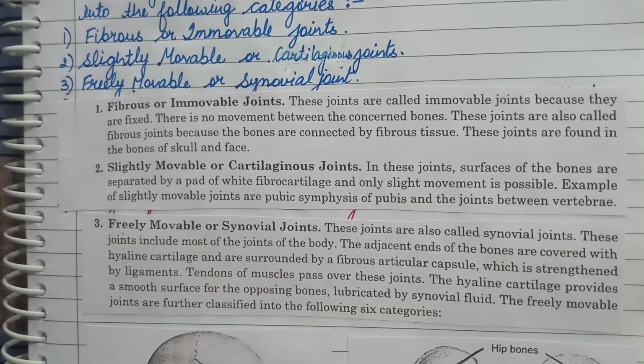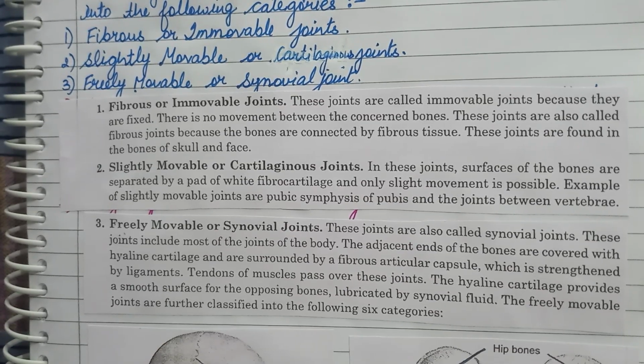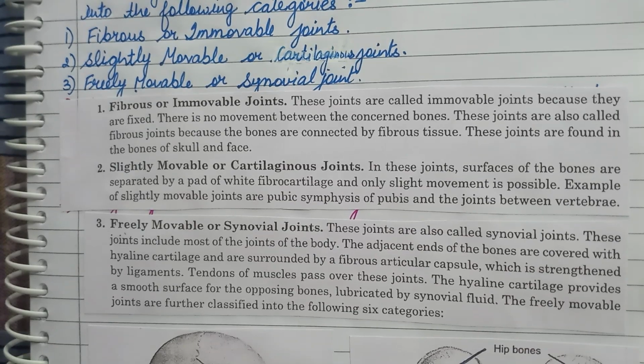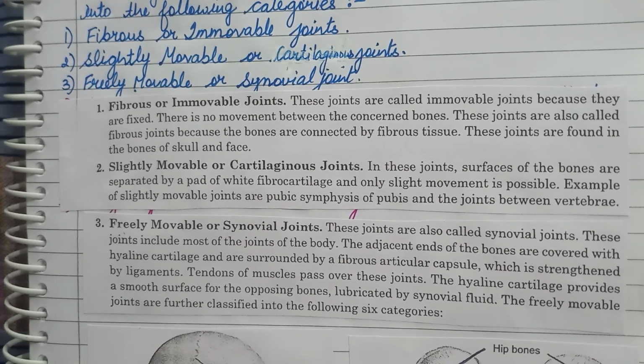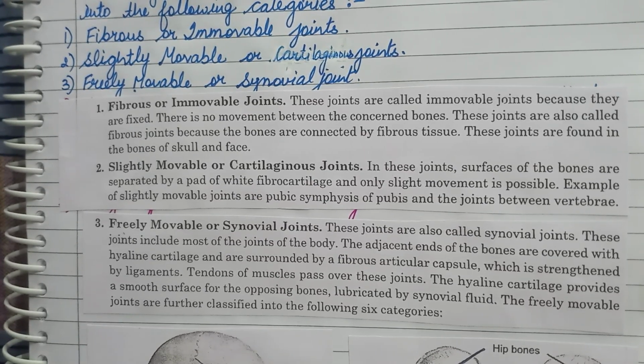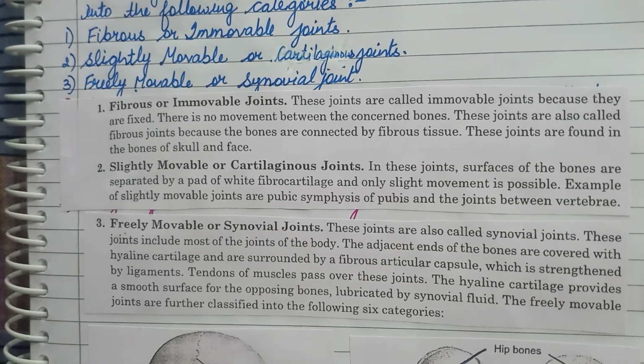Explanation of these joints. Fibrous or immovable joints. These joints are called immovable joints because they are fixed. There is no movement between the concerned bones. These joints are also called fibrous joints because the bones are connected by fibrous tissue. These joints are found in the bones of the skull and face. Second, slightly movable or cartilaginous joints.